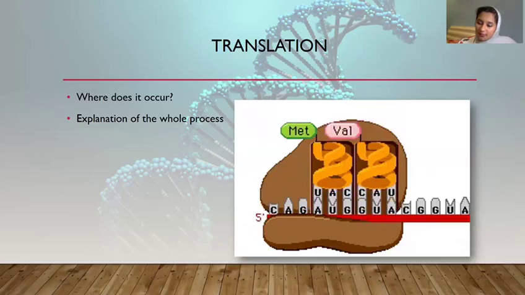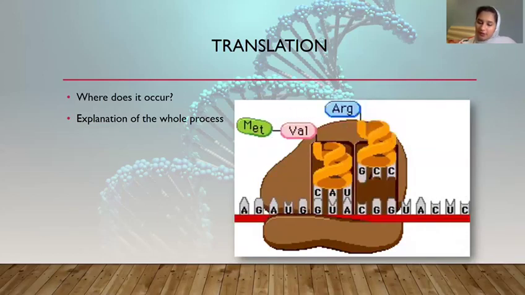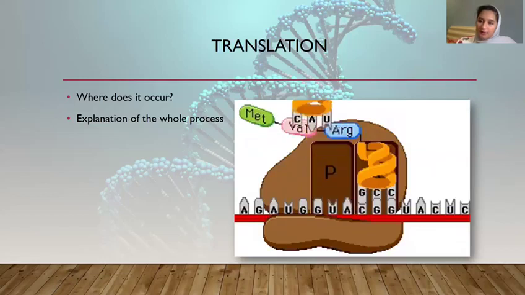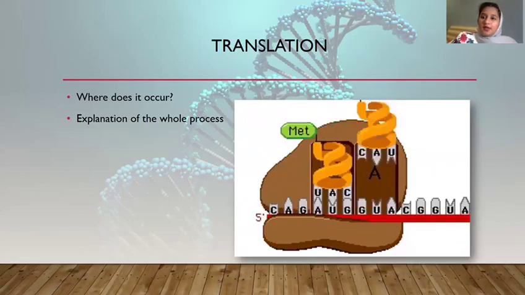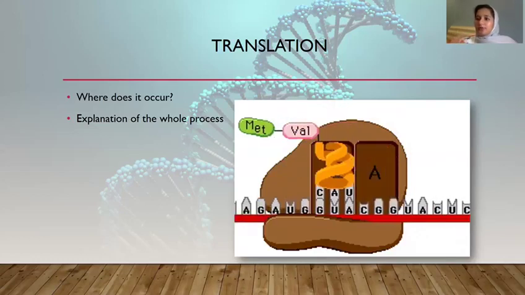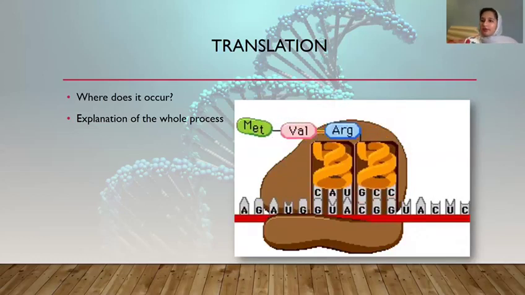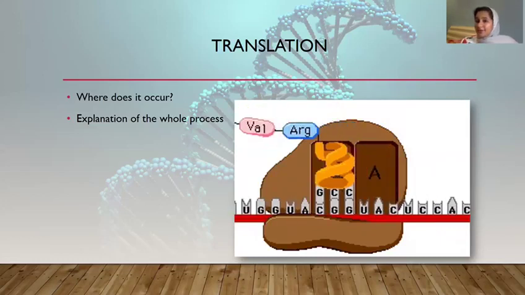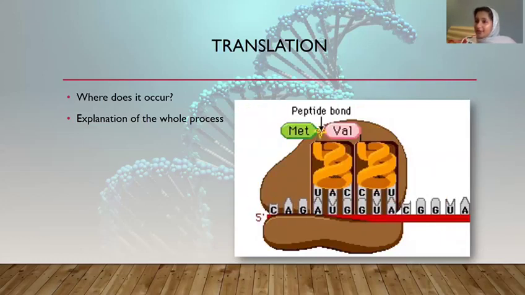At the same time, the first transfer RNA with the anticodon UAC leaves the ribosome minus its amino acid. Then a third transfer RNA molecule bonds with the next codon of the messenger RNA molecule, bringing another amino acid alongside the second amino acid residue of the dipeptide.